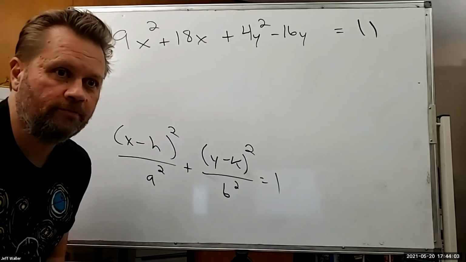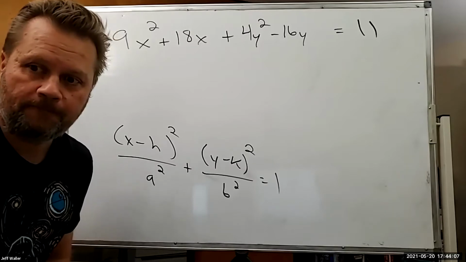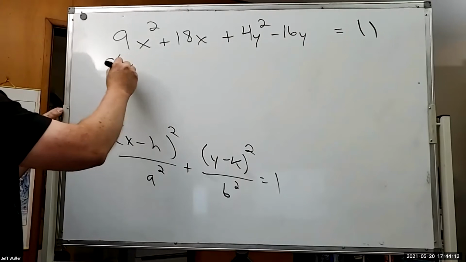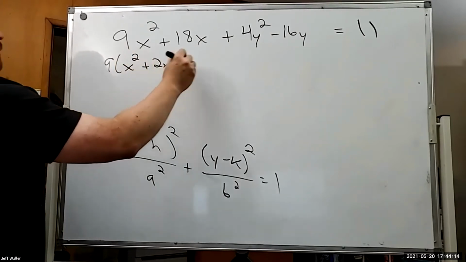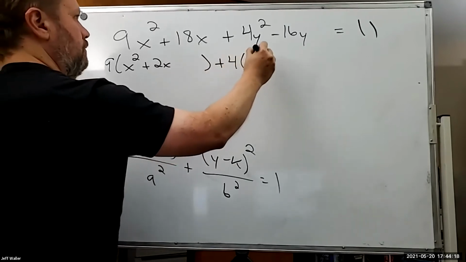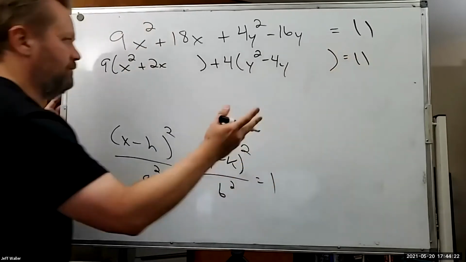No, not really. Completing the square. We've got to complete the square. So if I take a 9 out, leave some space, take a 4 out, leave some space. Does this feel at all familiar?